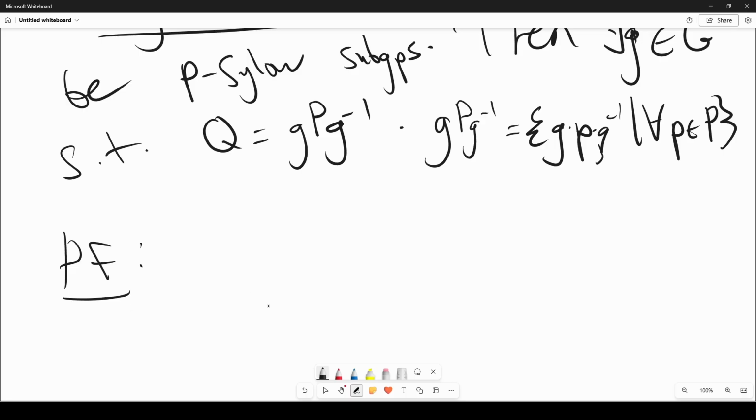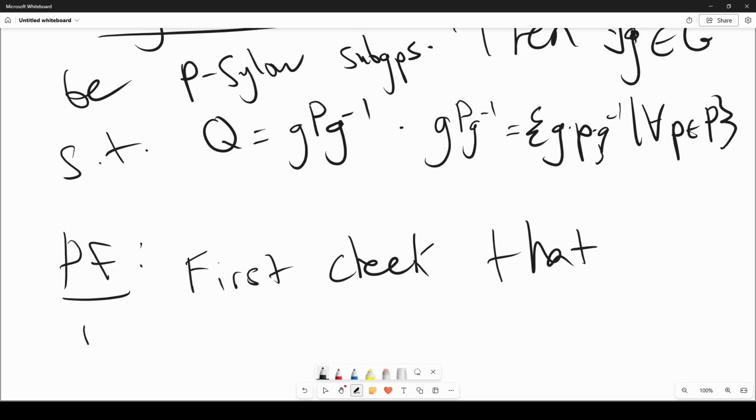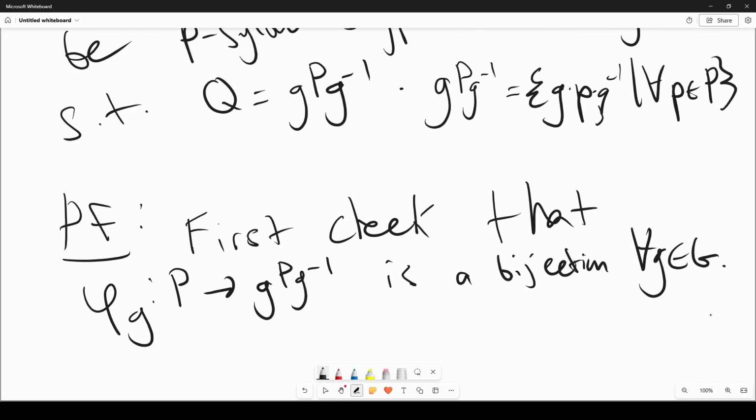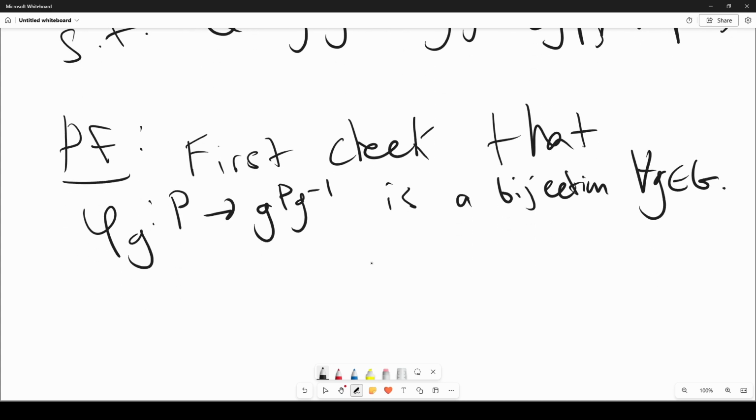So just to get started, you should first check for yourself that when you conjugate by some element of G, you get another p-Sylow subgroup. First check that this map, which I'm going to call phi sub g, which sends p to g p g inverse, is a bijection. And you should check this for all g in G. So it should be true for any group element. So this just verifies that this theorem even makes sense. That if you take a group element and you conjugate a p-Sylow subgroup by it, you're going to get another p-Sylow subgroup.